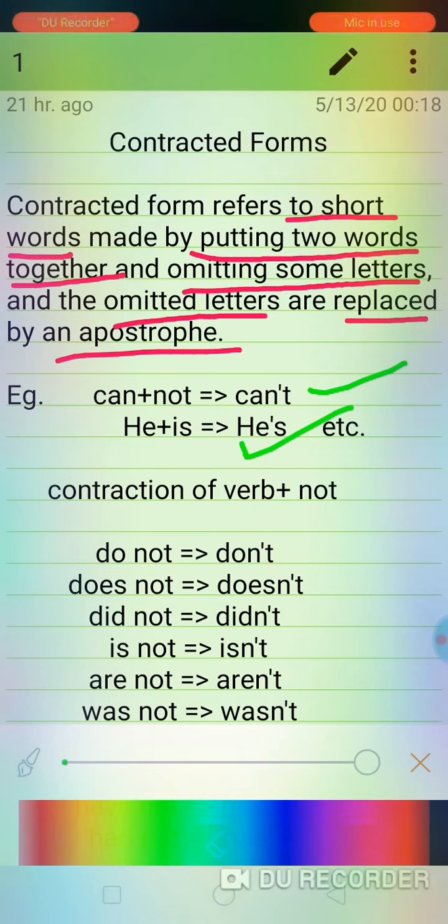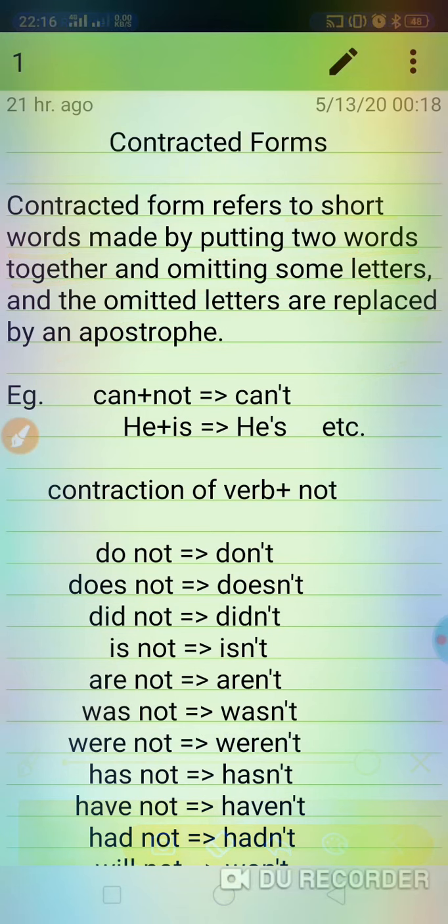And in the second chapter of English grammar, there has been given the contracted form of verb plus not. So here are being given some more examples to understand the contracted forms well.